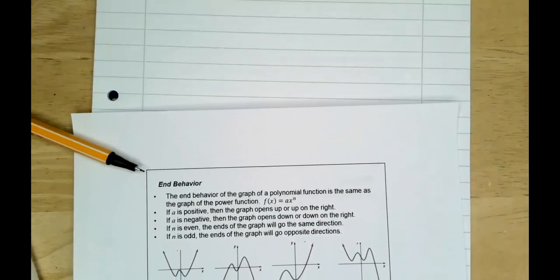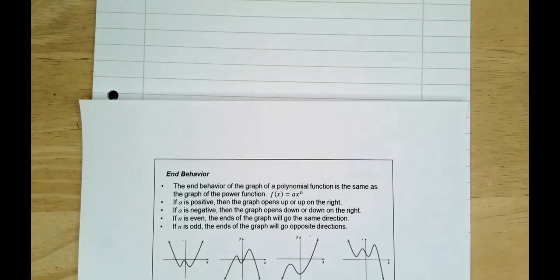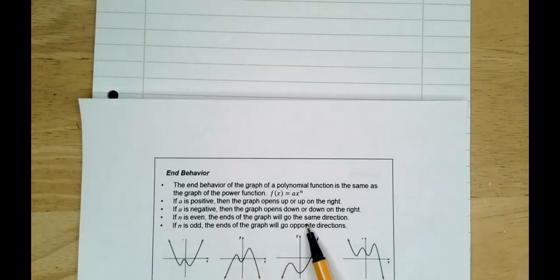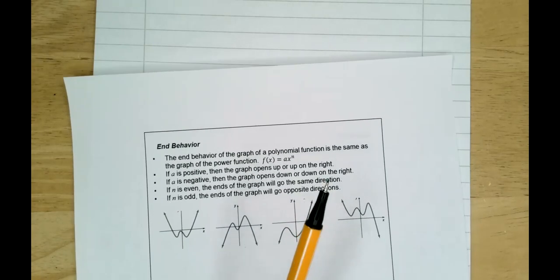Now let's talk about the end behavior of graphs. The end behavior of a graph of a polynomial function is the same as the graph of the power function f of x equals ax to the n. If a is positive, or your leading coefficient is positive, the graph opens up to the left and right, or up on the right. If your leading coefficient is negative, the graph opens down to the left and the right, or down on the right. If your exponent is even, the ends of the graph go in the same direction, and if your exponent is odd, the ends of the graph go in opposite directions, okay?